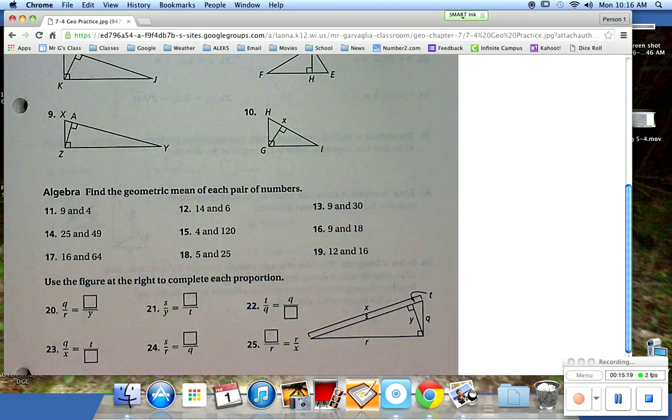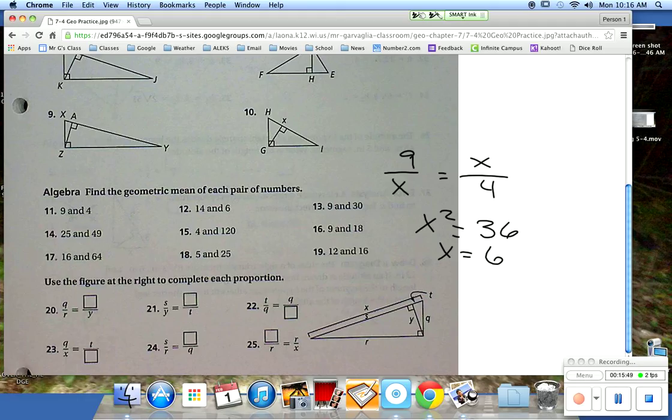The bottom part, or the middle part, I should say, all they're doing here is you set up this equation. Remember, my means are on the bottom, extremes on the top. They're giving you your extremes here of 9 and 4, and you solve it. X times x is x squared equals 9 times 4, which is 36. X equals 6. That's what you'll end up doing in your homework as well. All right?